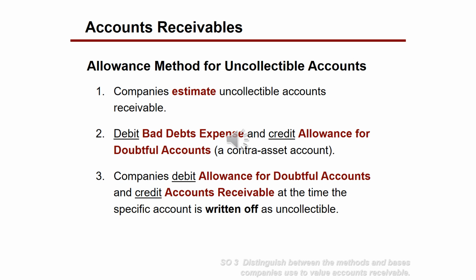So to summarize the allowance method, it begins with the company estimating the uncollectible accounts receivable. Companies typically estimate the amount as a percentage of the accounts receivable or as a percentage of total sales, and then they debit bad debt expense and credit allowance for doubtful accounts, which, as we mentioned, is a contra asset account, and then they debit allowance for doubtful accounts and credit accounts receivable at the time the specific account is written off as uncollectible.